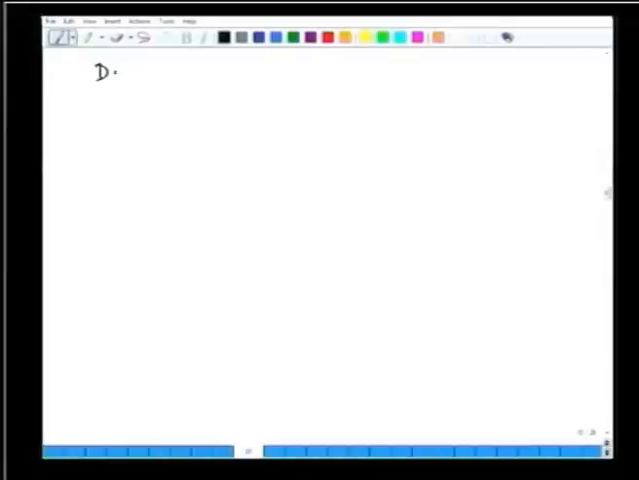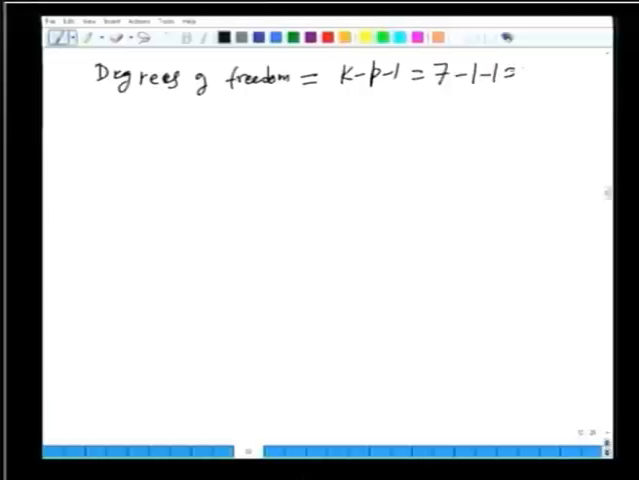What do we do next? Next, we find out the standard chi square value depending upon the degrees of freedom and the significance level. So let us do that. What are the degrees of freedom in this case? It is k minus p minus 1. What is k? K is the number of classes, which is 7. What is p? P is the number of parameters. How many parameters are there in the exponential distribution? Only 1. So 7 minus 1 minus 1 is equal to 5. So 5 is the degrees of freedom.